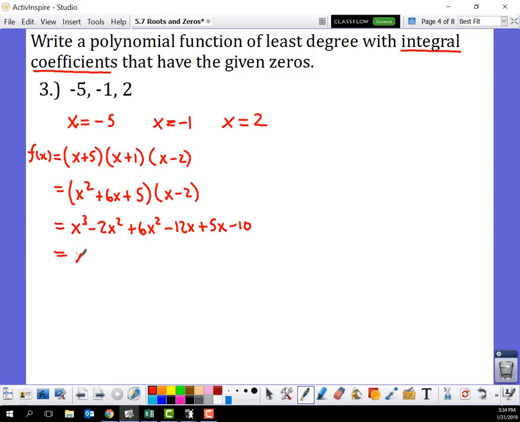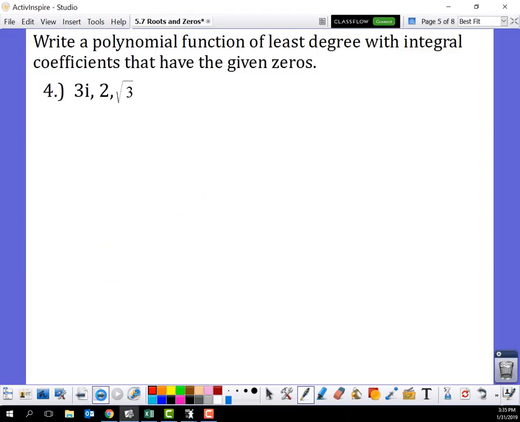Now combine your like terms and we get x cubed plus 4x squared minus 7x minus 10, and that is your final answer. Notice we have no fractions, only whole numbers. So pretty simple. Now they won't always be that simple, so I'll show you two more that are a little bit more complicated. Same directions but different types of zeros.